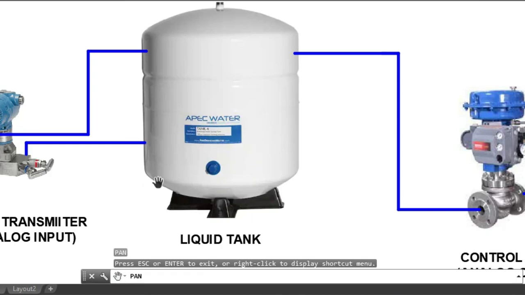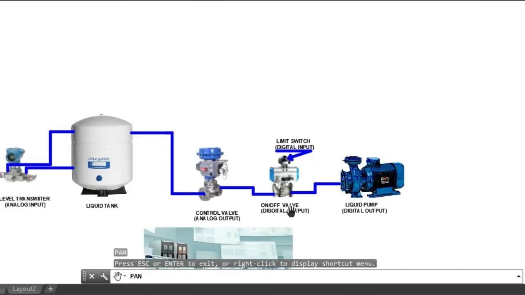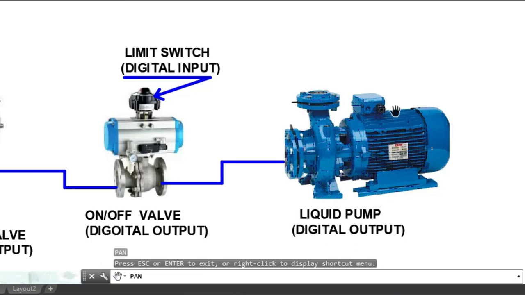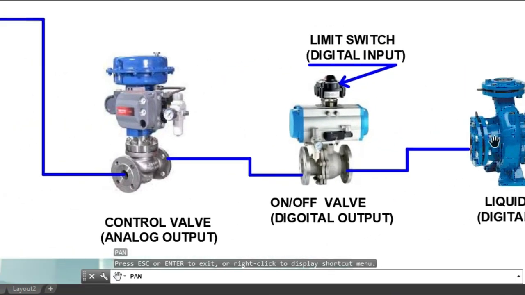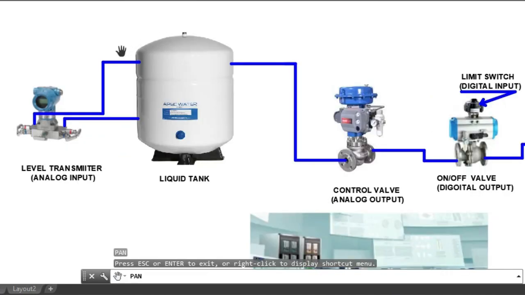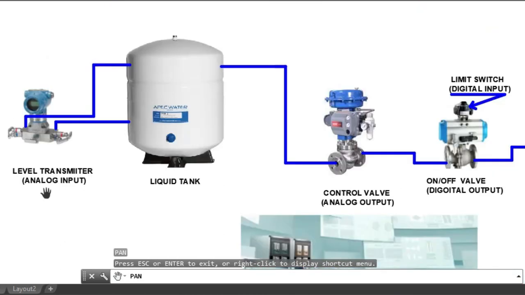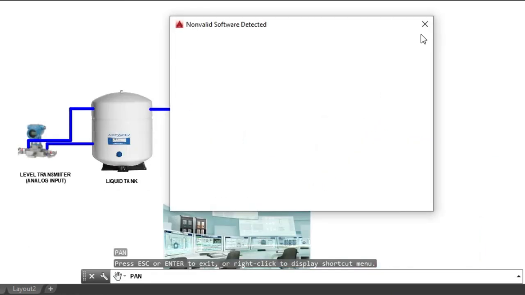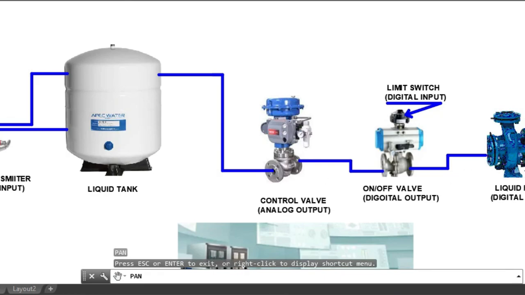As for the function of this transmitter, once the tank is at low level, the level transmitter's analog input signal is sent to the DCS, which sends the digital output signal to energize the pump. And then once the liquid tank is 100% full, again the level transmitter analog input signal will tell the DCS to send a signal to the pump to de-energize the pump because the tank is already full.